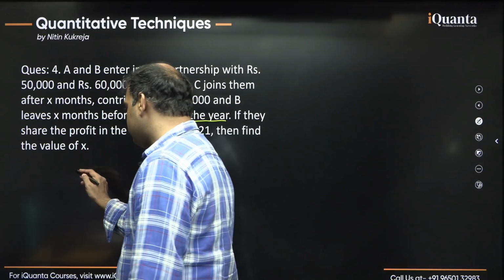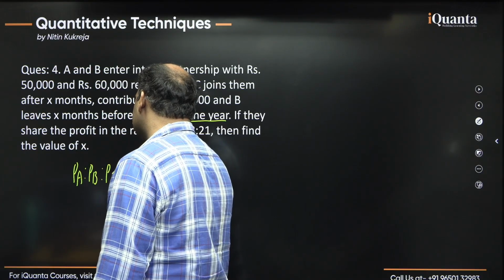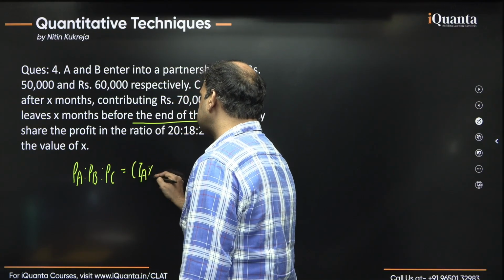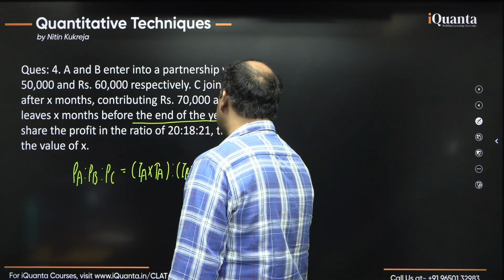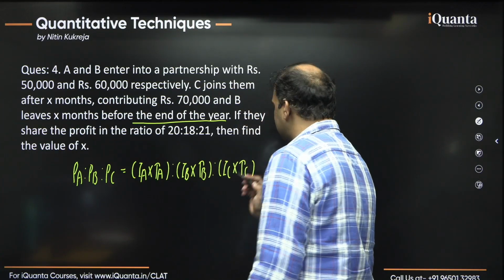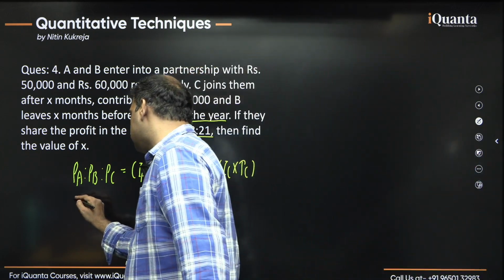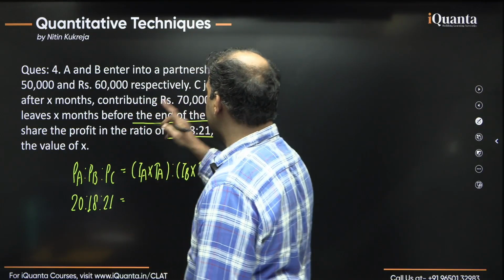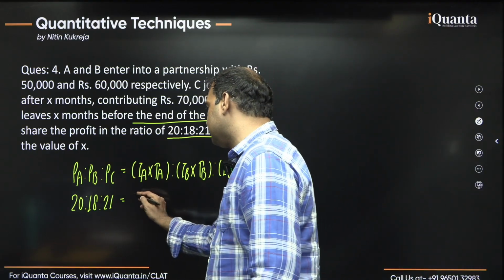So we should write the ratio formula of the profits of A, B and C. So we shall say that PA is to PB is to PC is IA into TA is to IB into TB is to IC into TC. Alright, let's put the values now, right? They have already given the ratio of the profits, good for us. 20 is to 18 is to 21. Look at the investments, we know the investments as well, 50, 60, 70,000 of each one of them in this order, right? Let's start writing.